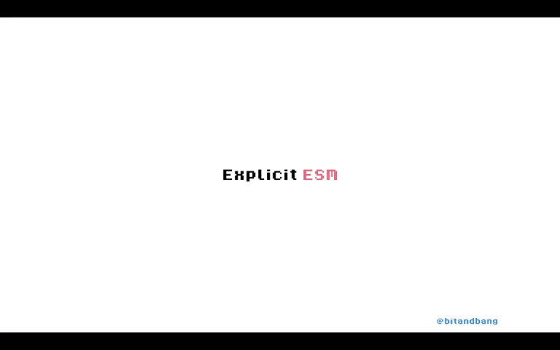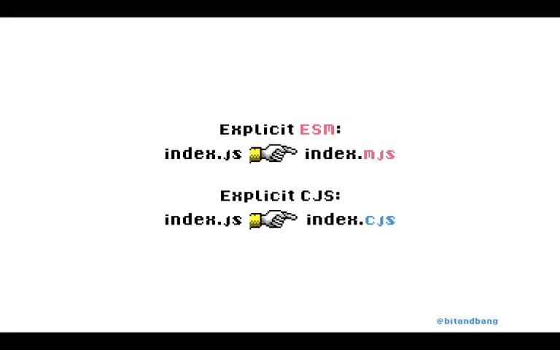Let's talk about explicit ESM now. So how exactly can we use explicit ESM? For explicit ESM, we simply have to change the file name from index.js or whatever.js to index.mjs or whatever.mjs. The .mjs is the explicit part. We're explicitly telling the runtime, hey, this file is, in the case of MJS, ESM.